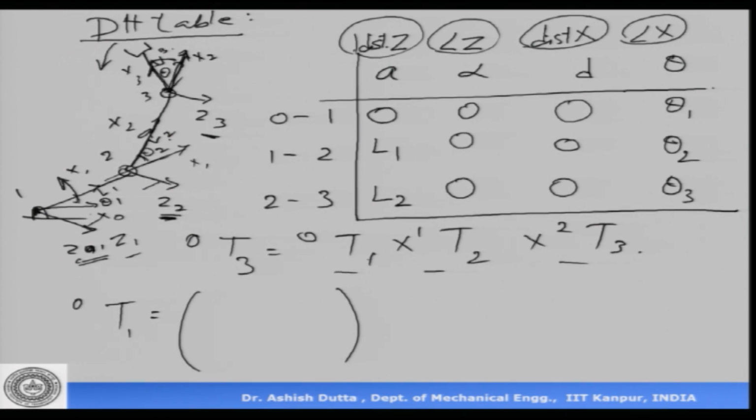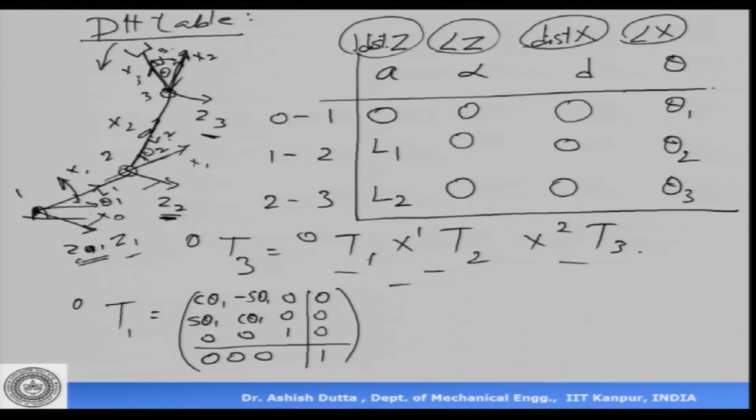So, I have T1 to 0, the first one. The bottom row will always be 0 0 0 and 1. Now, if you look here, frame 0 and frame 1 have the same origin, and the rotation is about z. So, it is cos theta 1, minus sin theta 1, 0; sin theta 1, cos theta 1, 0; 0 0 1. We have got the rotation matrix. Next is the distance between the origins. The origins of both are the same, so this is 0 0 and 0. So, simply by observing we can write the transformation matrices.